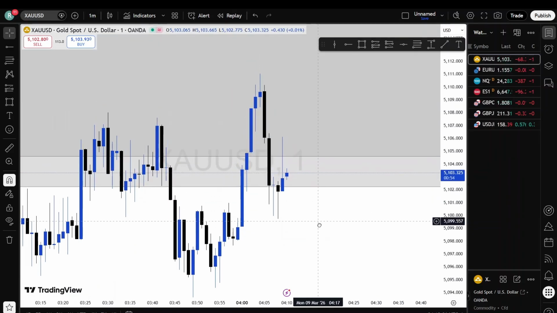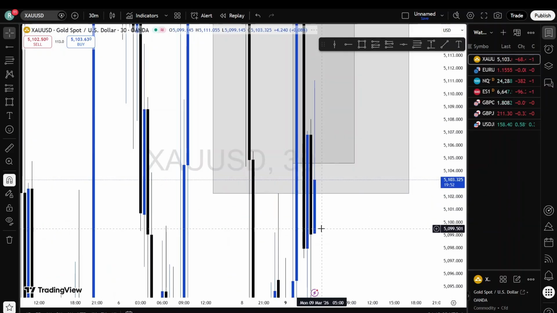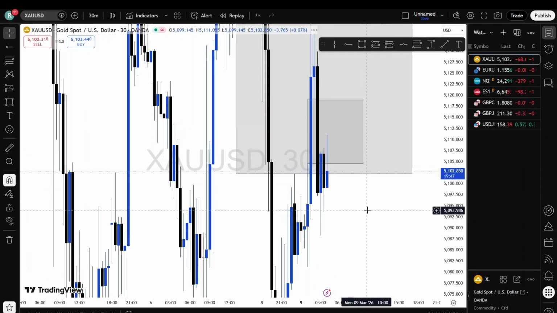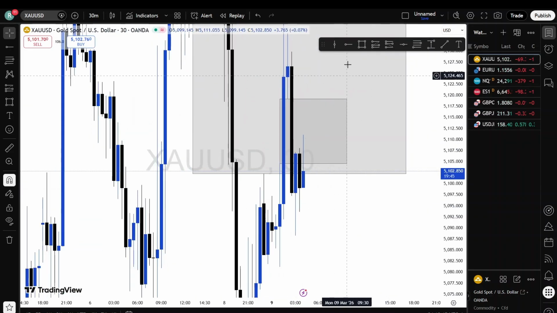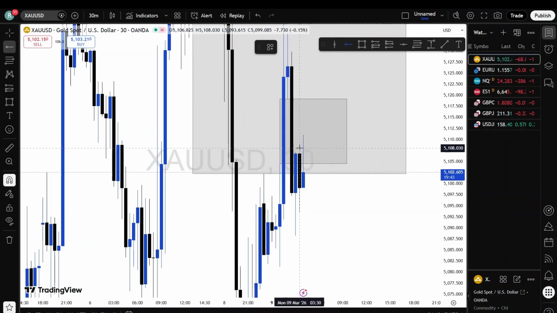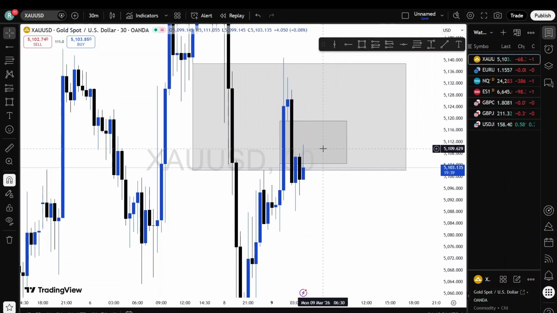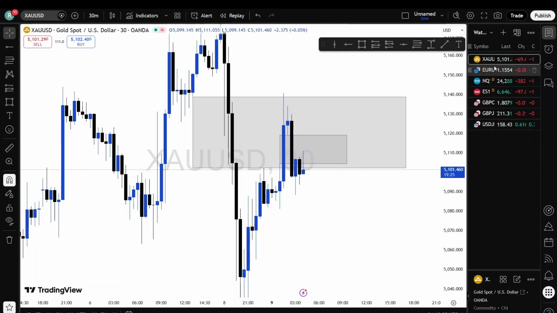Okay, now here gold has swept the liquidity. The 30 minutes time frame FVG that was already previously also got tapped, but right now also it got tapped with sweeping the liquidity. But as I said, I'm still bullish because of the 30 minutes buying FVG. Okay, so we need to check now.